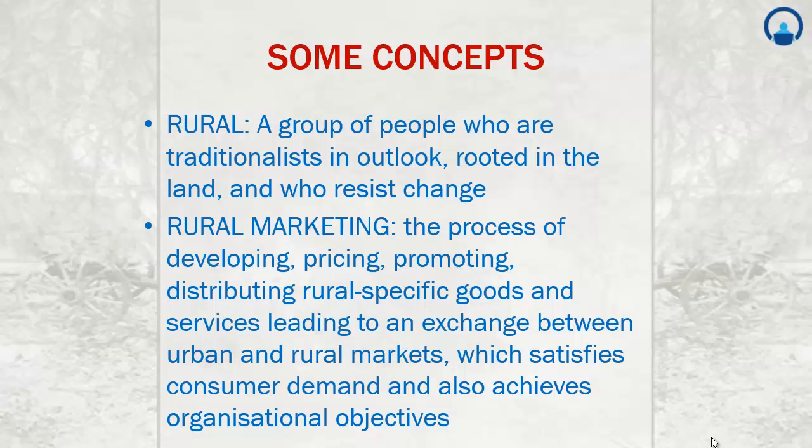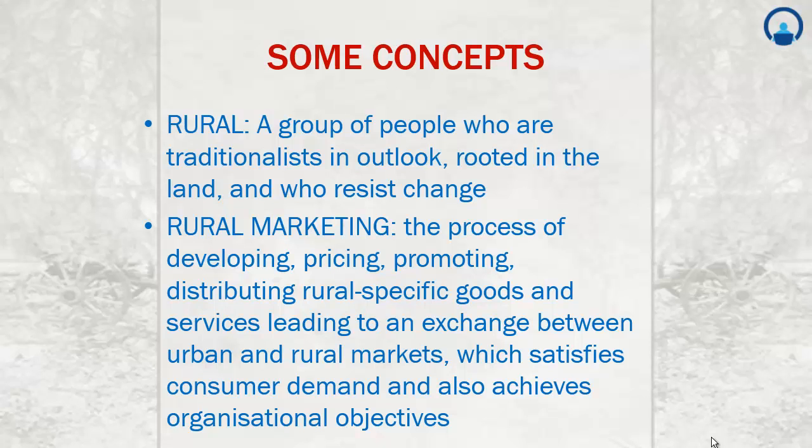Now, in rural marketing, what we do is we develop a product, we price it as per the rural market, promote it in their particular ways, distribute rural specific goods and services. This does not mean that the goods and services are completely different from the urban, but they are just tailored and altered as per the needs of the rural people. A toothpaste is used by an urban consumer as well as a rural consumer, but the needs and wants of an urban consumer and a rural consumer will be very different, and that's why we term it as rural specific goods and services.